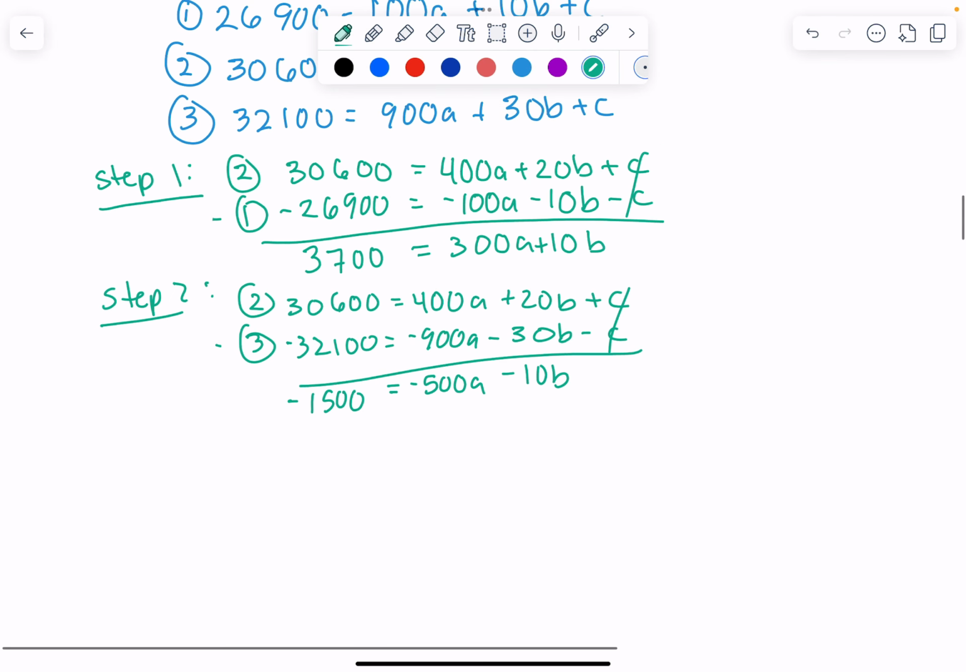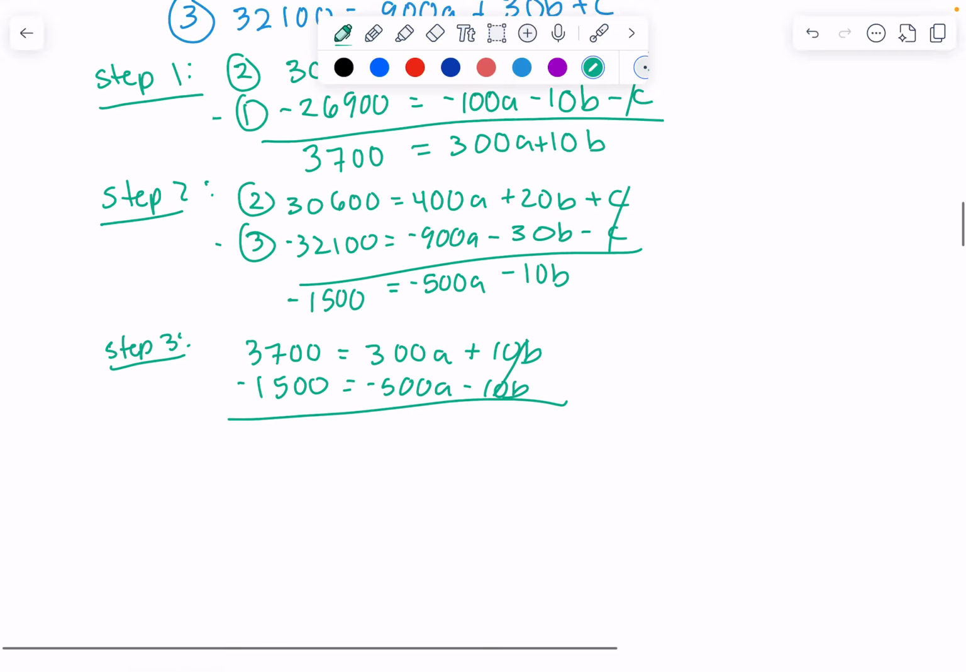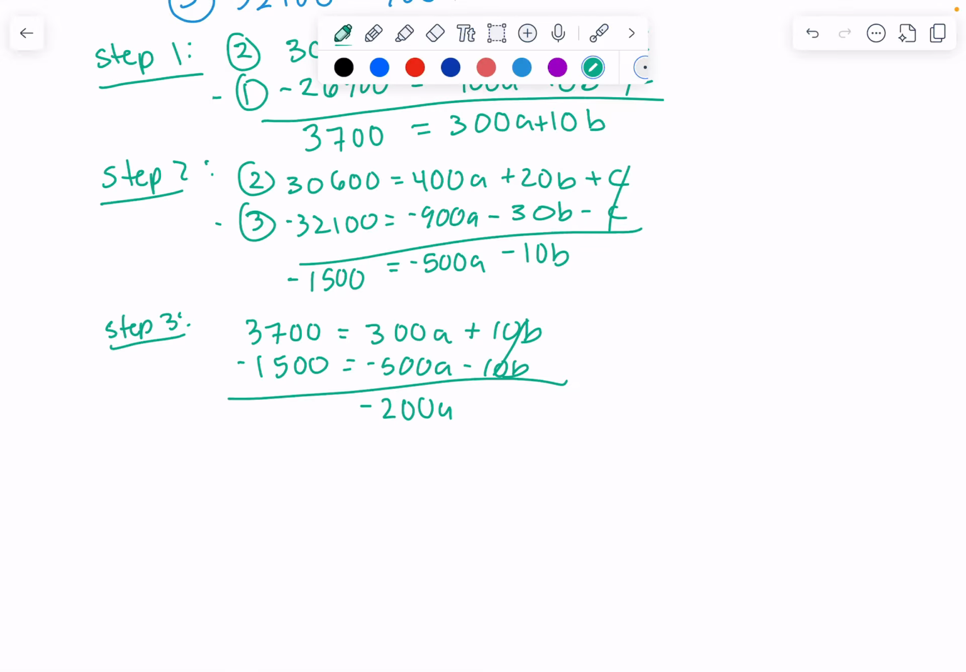Okay. Now step 3. I'm going to take those 2 equations from step 1 and 2 and combine them. So that's 3,700 equals 300a plus 10b, minus 1,500 equals negative 500a minus 10b. Those cancel. Negative 200a equals negative 2,200. So a equals negative 11.